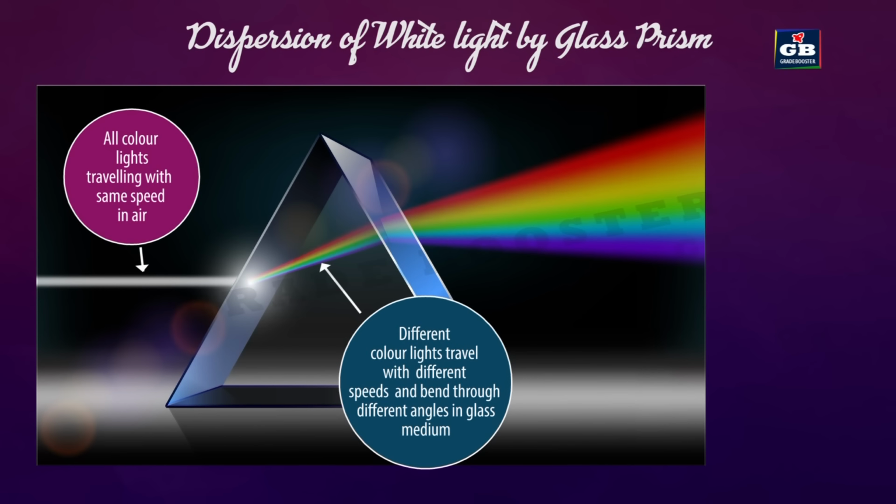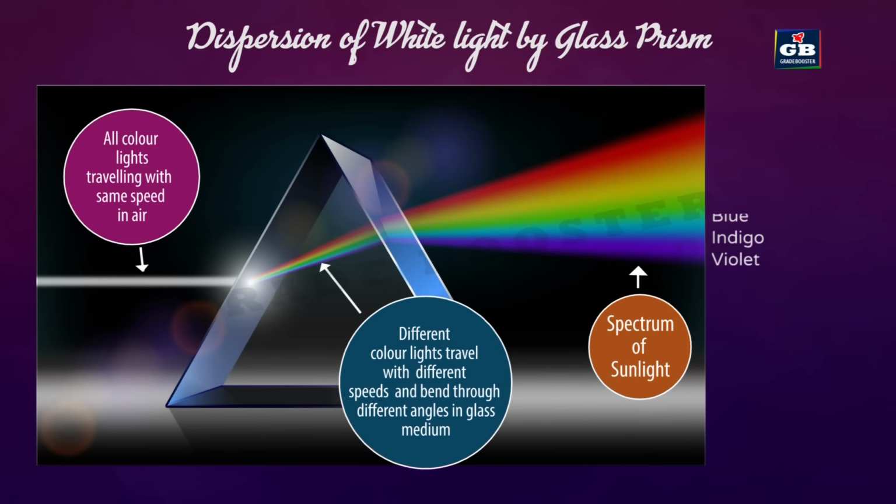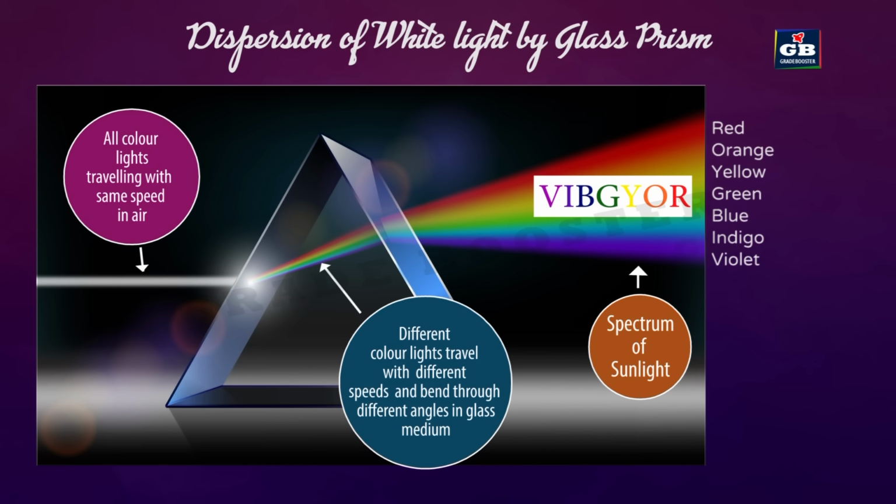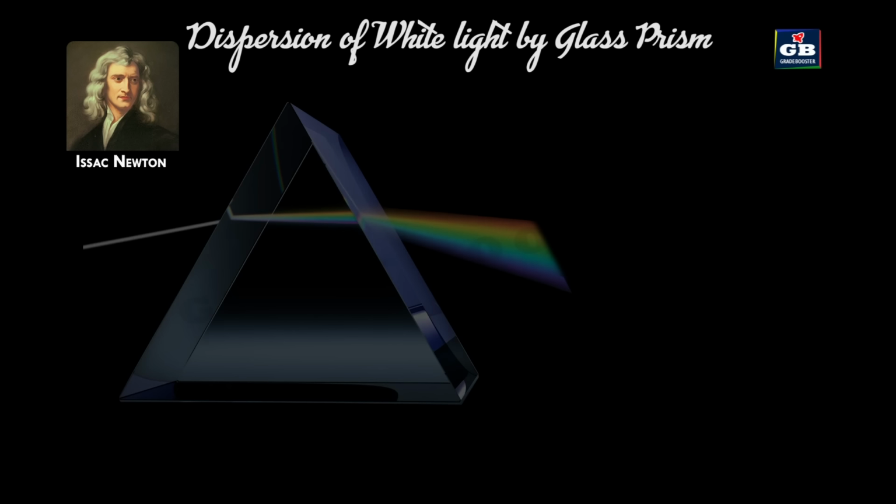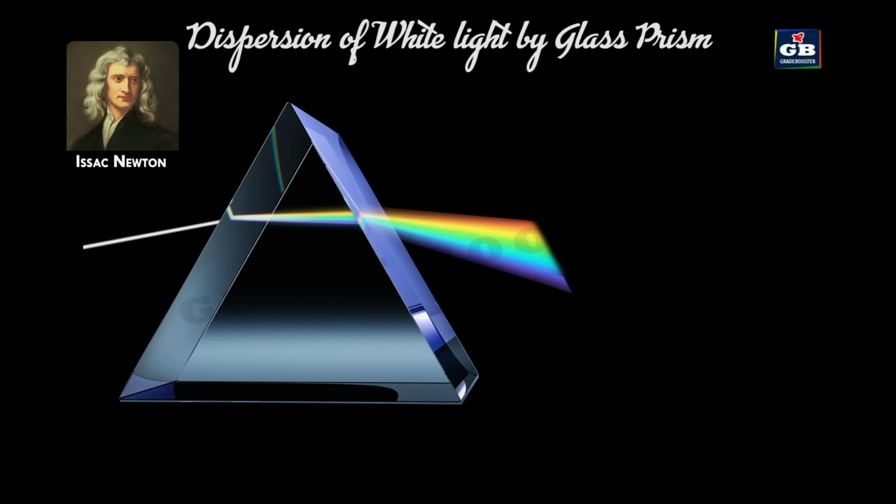So when white light or sunlight is dispersed, we get a band of 7 colors called the spectrum of sunlight. They include violet, indigo, blue, green, yellow, orange, red, simply called VIBGYOR. Isaac Newton was the first to split the sunlight using a glass prism.